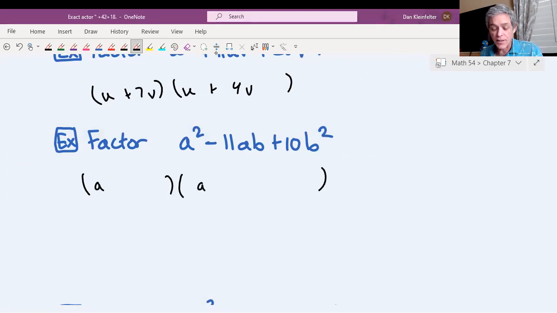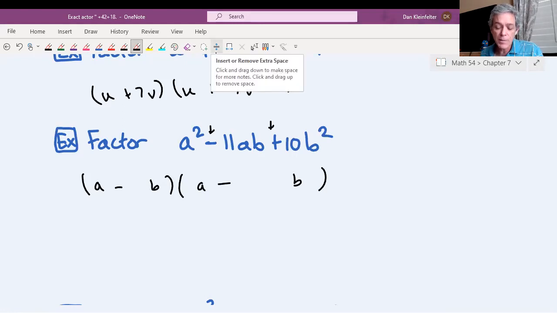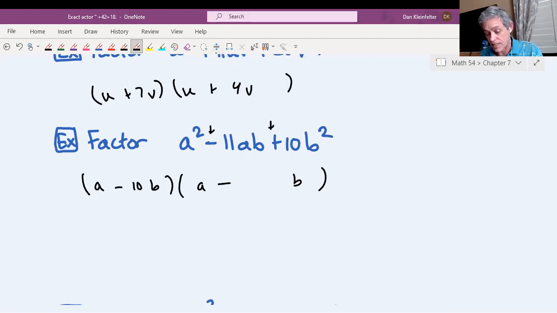So we'll have A's in the front, and I know I'm going to end up with B's in the back. The plus sign in front of the 10 tells us that we're looking for numbers that are the same sign. The negative tells us that those two numbers are negative. And then we need numbers that multiply to 10 and add to 11. So that sounds like negative 10 and negative 1. I'll put the 1 in there just for emphasis. We'll have A minus 10B and A minus B. And that will do it.